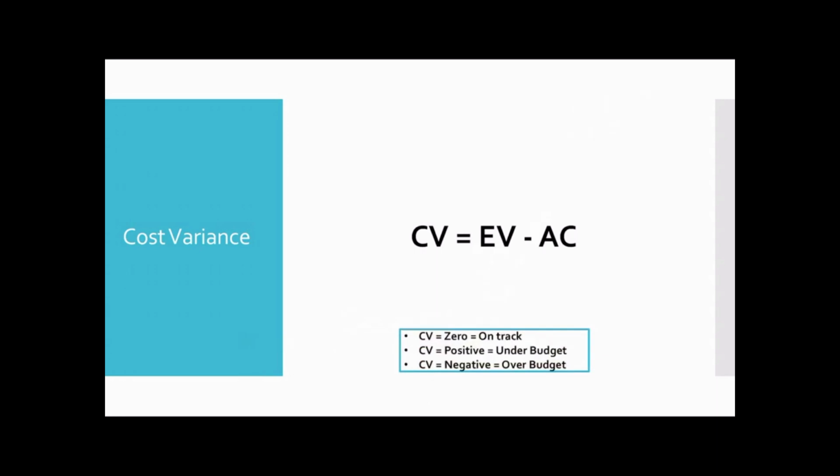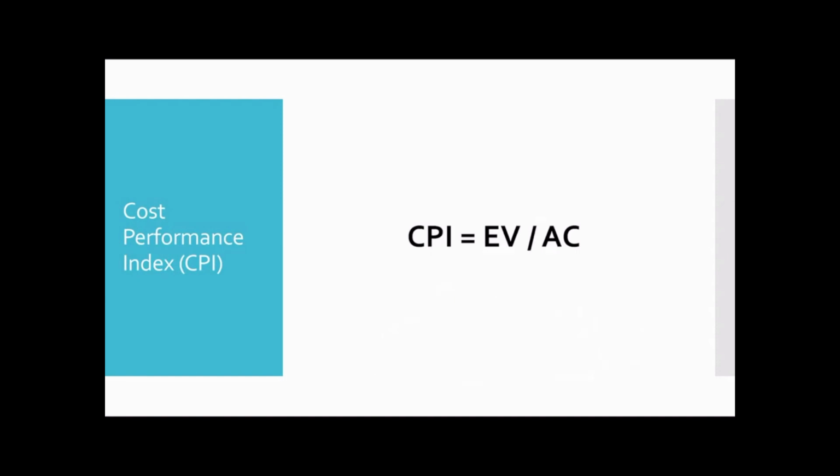Then remember these things, very important for your PMP examination. A cost variance of 0 means your project is on track. A cost variance of positive means you're under budget, meaning you have more earned value and less actual cost. A cost variance negative is over budget. So these 3 scenarios are very important for your PMP examination as well as for your regular project management.